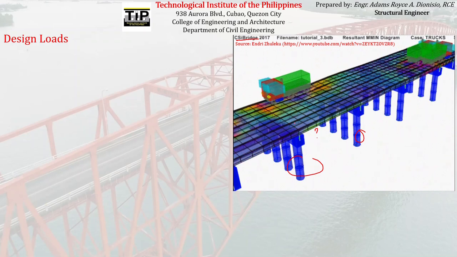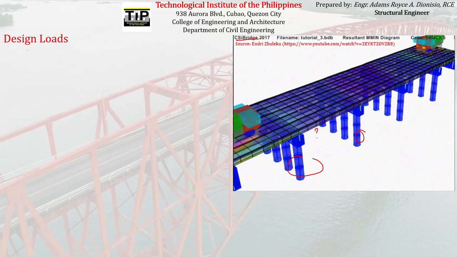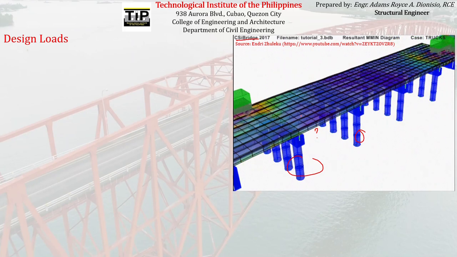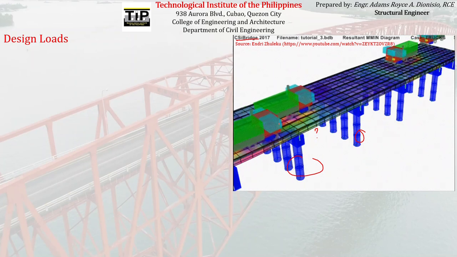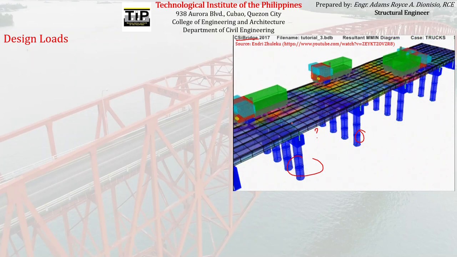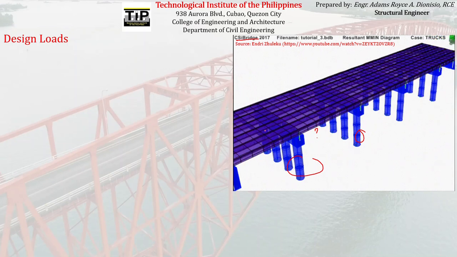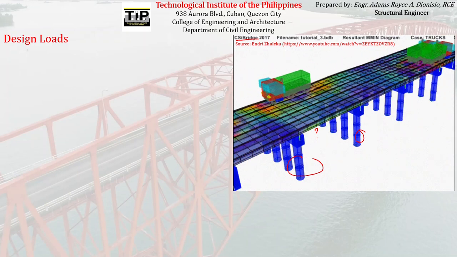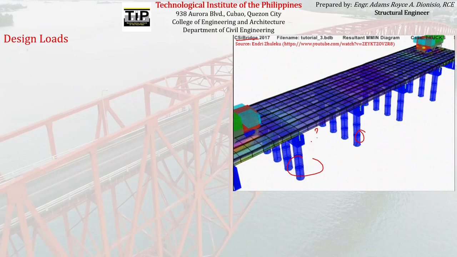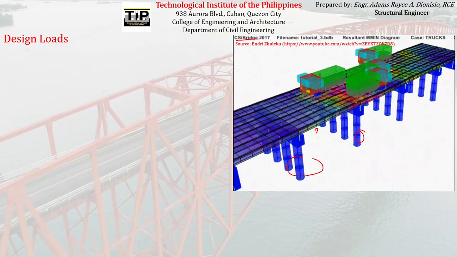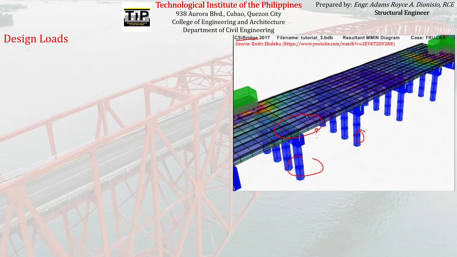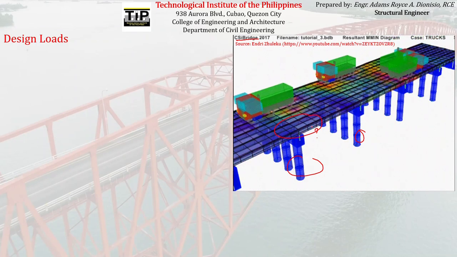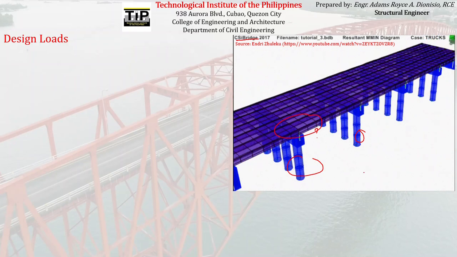So makikita niyo diyan kung nag-iiba man yung kulay ng concrete slab or ng deck. Ibig sabihin lang yan, habang nagta-travel yung mga vehicle along the bridge, nag-iiba-iba yung stresses na nararamdaman ng bridge depende sa location ng vehicle. So makikita mo dito, yung kulay is usually nandun malapit sa location ng vehicle. Kung nasaan siya, nandun yung mas malaking stress. And then pag nawala na siya dun sa portion na yon, medyo ma-unstress na siya, mawawala na yung stress.